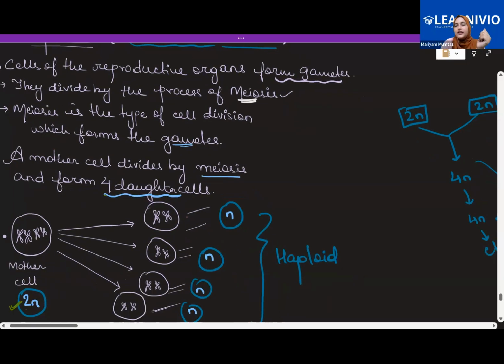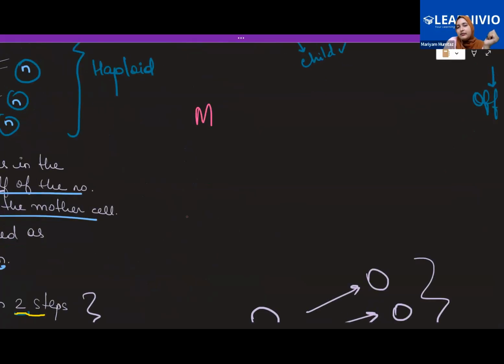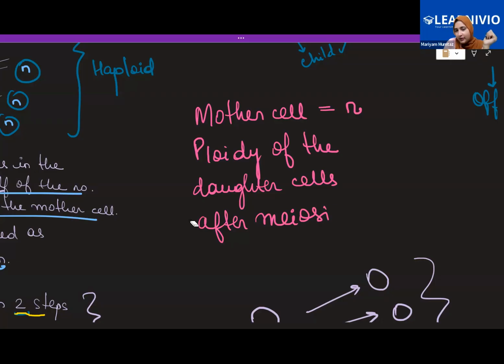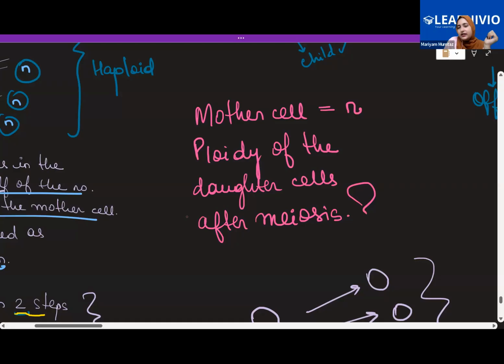Now remember, tell me one thing. If I say that the mother cell is haploid, can you tell me the ploidy of the daughter cells after meiosis? This is the question. The mother cell is haploid, and now you have to tell me the ploidy of the daughter cell after meiosis and also mitosis. Now, answer.